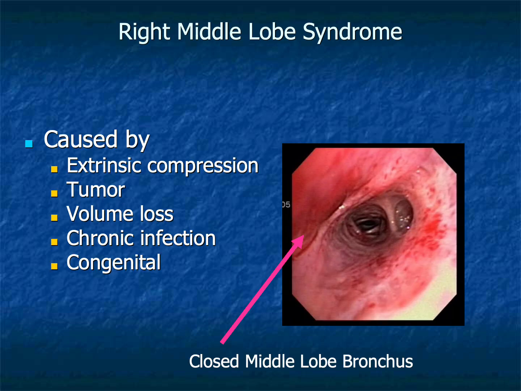Right middle lobe syndrome refers to persistent or recurrent collapse, inflammation, or infection involving the middle lobe. Potential causes include extrinsic compression from lymph nodes, endobronchial tumors, chronic infection, congenital abnormalities, and volume loss. The bronchoscopist should determine whether the middle lobe bronchus is patent, narrowed, extrinsically compressed, or completely obstructed.